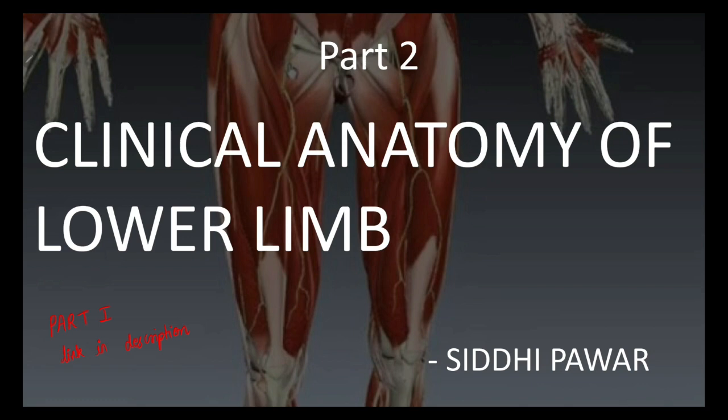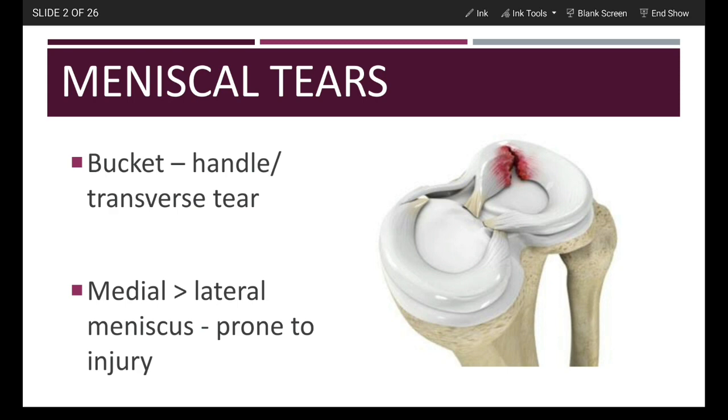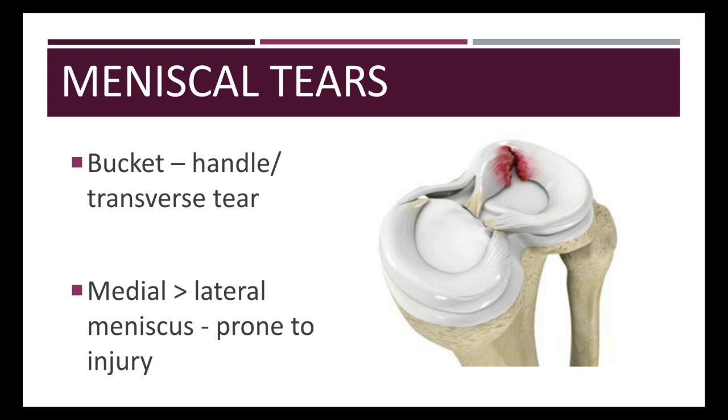So first we will see the clinical anatomy of knee joint, and here's the meniscal tear. The injuries to menisci are commonly caused by twisting strains in a slightly flexed knee, as in kicking a football. The meniscus may get separated from the capsule, or it may be torn longitudinally, that is bucket handle tear, or transversely. So it's longitudinal or transverse, or you can say bucket handle or transverse.